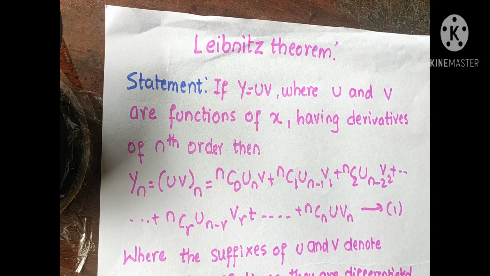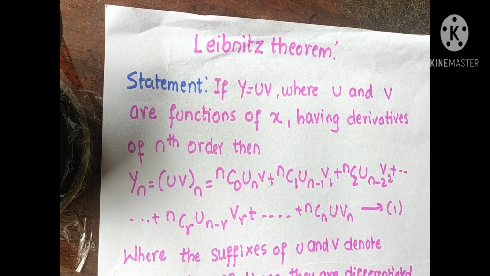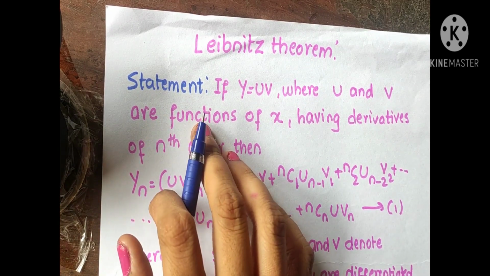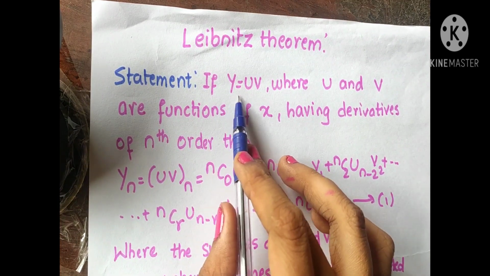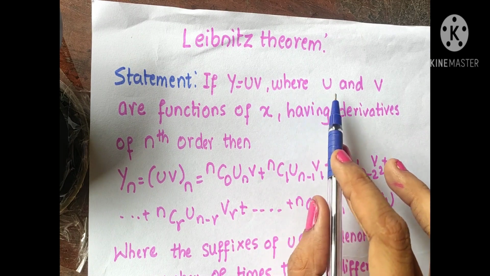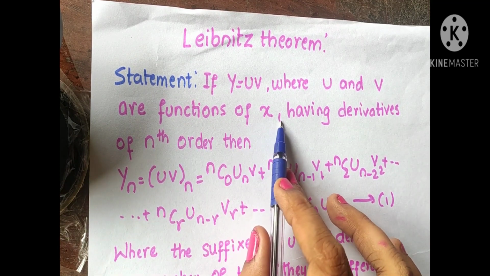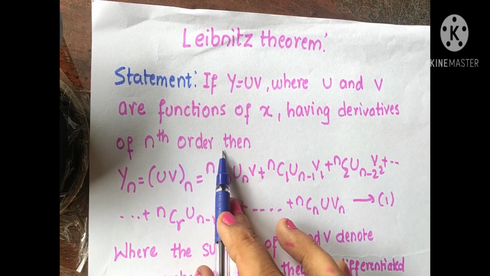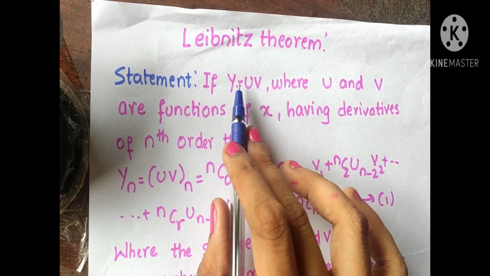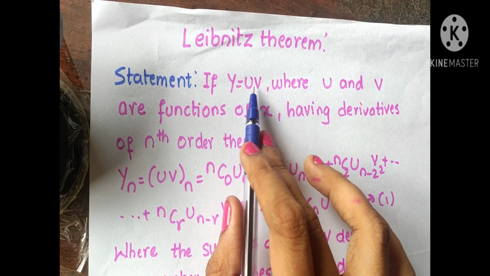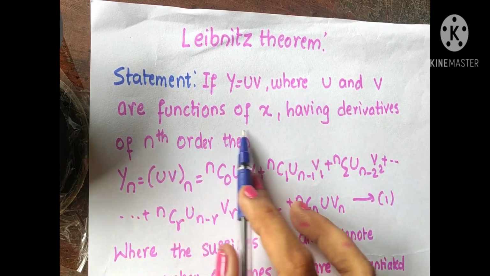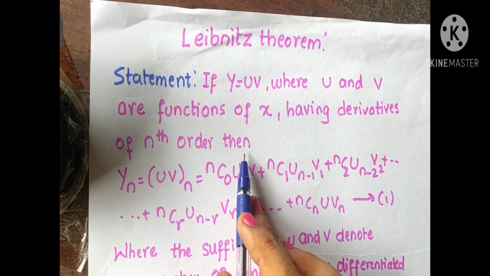So today we are going to deal with Leibniz theorem. Let's see what it states. The statement of Leibniz theorem is: if y is equal to uv, where u and v are functions of x having derivative of nth order. So here y is a function of u and v, and u and v are what? They are functions of x having derivative of nth order.